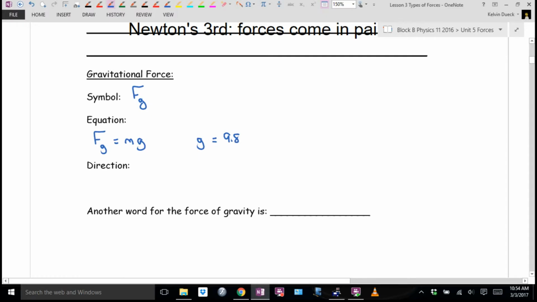We're not going to include the negative in for our force, and the reason is we know the direction. Towards the earth, and I deliberately didn't call that down. Call it towards the earth.